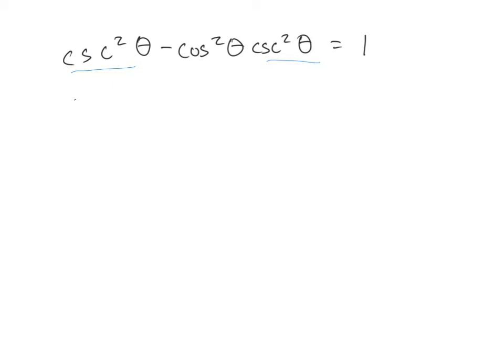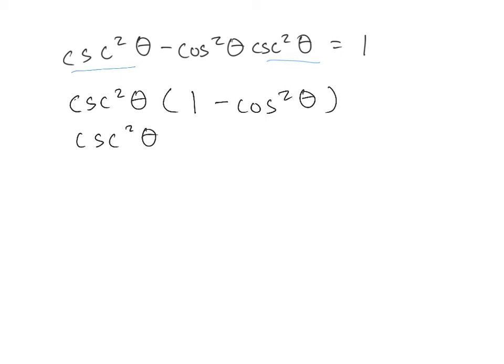So if I factor it out, I get cosecant squared of theta times 1 minus cosine squared of theta. Okay, 1 minus cosine squared of theta, I know for sure is sine squared of theta. Remember from our Pythagorean trig identities, sine squared of theta plus cosine squared of theta equals 1. So 1 minus cosine squared of theta must equal sine squared of theta. So this is cosecant squared of theta times sine squared of theta.